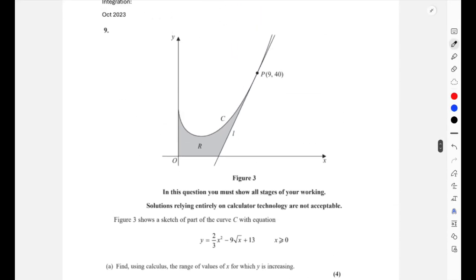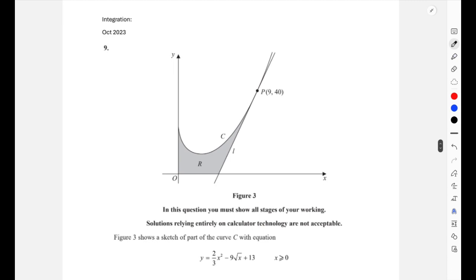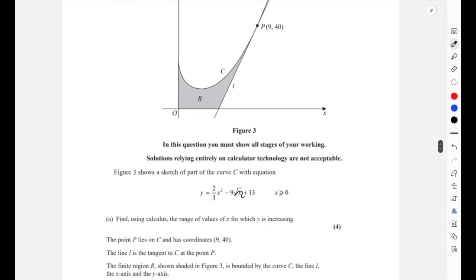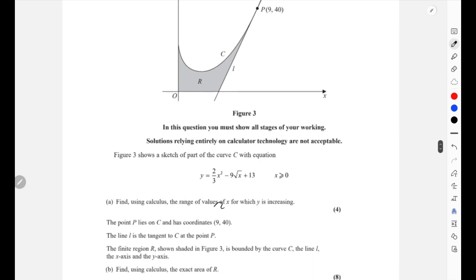We will start with integration now. The integration process is somewhat related to differentiation. So let's start with this question from October 2023. It says figure 3 shows a sketch of the curve with this equation, and find, using calculus, the range of values of x for which y is increasing.